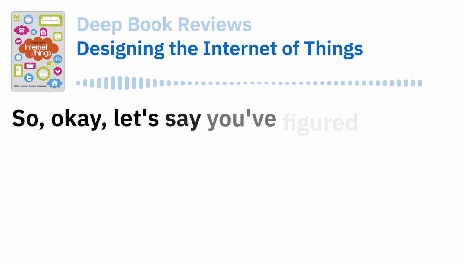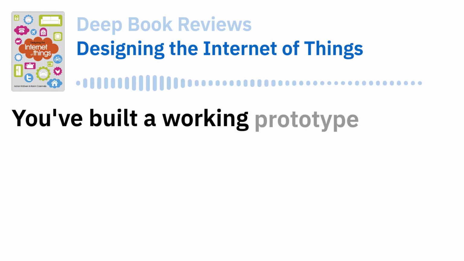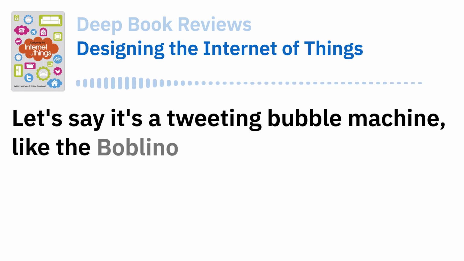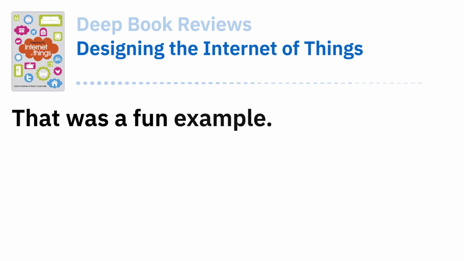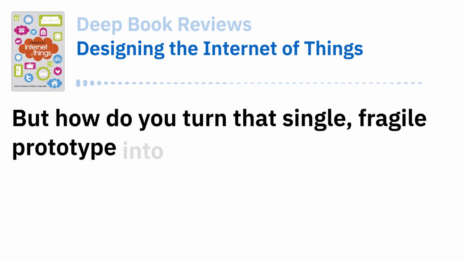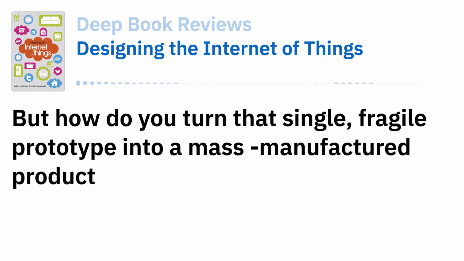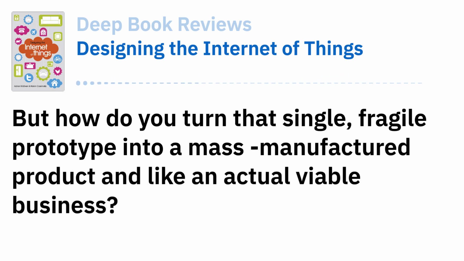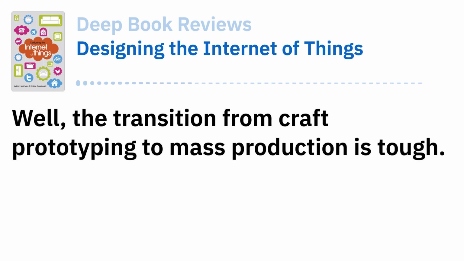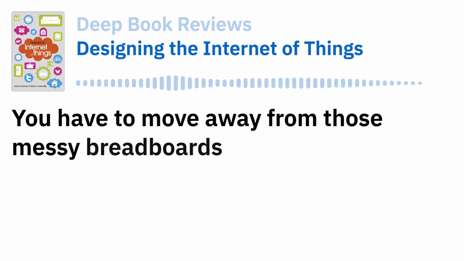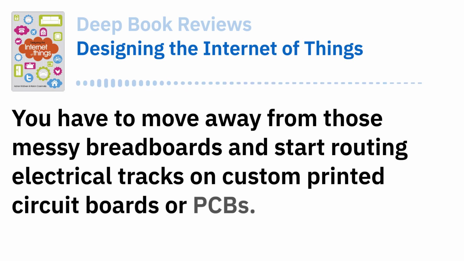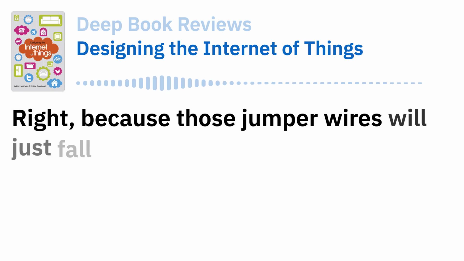So, okay, let's say you've figured all this out. You've built a working prototype on a breadboard. Let's say it's a tweeting bubble machine, like the Bubblino example from the book. That was a fun example. It really was. Yeah. But how do you turn that single fragile prototype into a mass manufactured product and an actual viable business? Well, the transition from craft prototyping to mass production is tough. You have to move away from those messy breadboards and start routing electrical tracks on custom printed circuit boards, or PCBs. Right, because those jumper wires will just fall out.